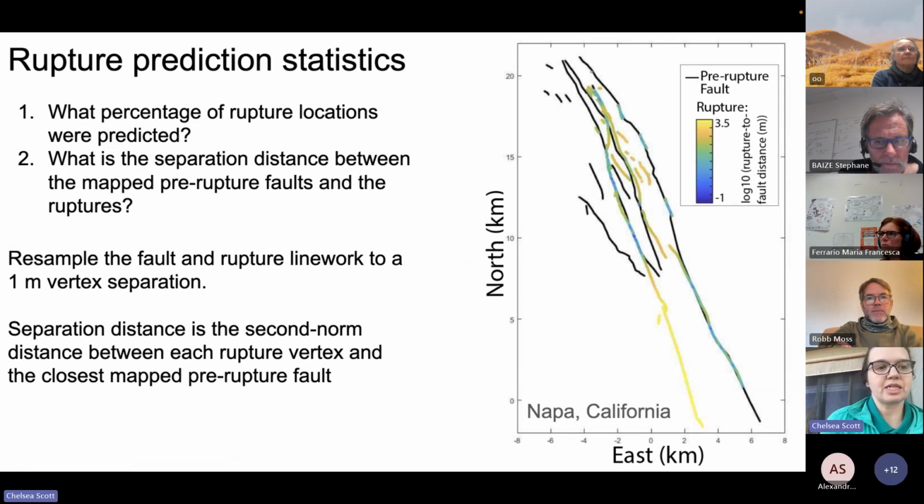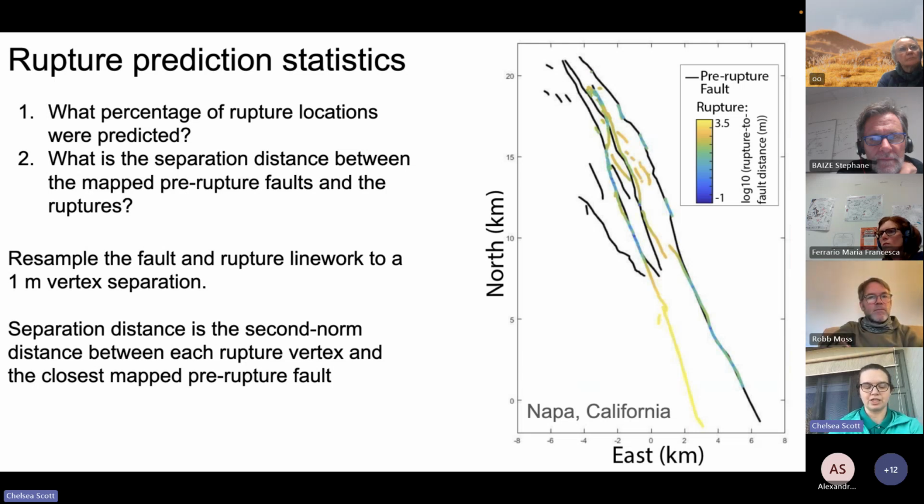So I will now discuss the rupture prediction analysis. And our two questions were what percentage of rupture locations were predicted, and what is the separation distance between the mapped pre-rupture faults and the ruptures.